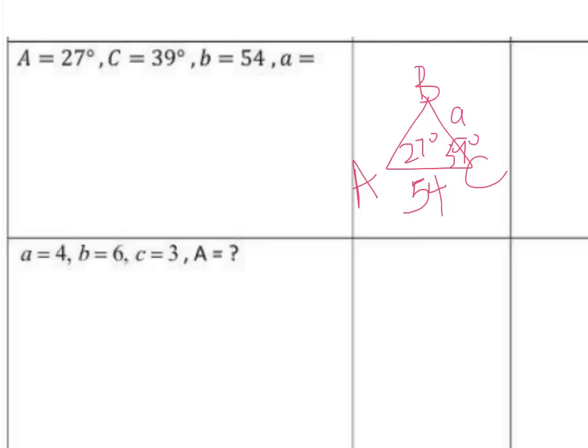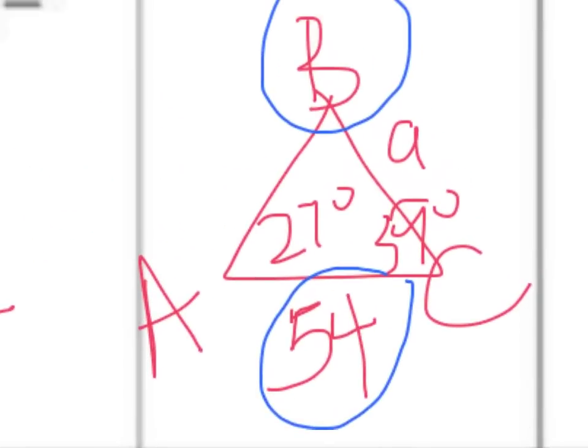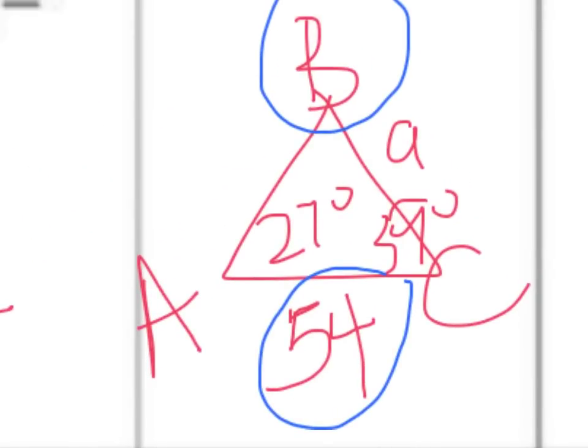If you notice, this is angle side angle, so you know you're going to be using law of sines. Let's look for my pair. It appears as if I don't have a pair, because I have this side, but it doesn't look like I have angle B. However, remember, I have two of the angles, so I can find the third one. I add 27 plus 39 and subtract it from 180. So my missing angle is 114 degrees.